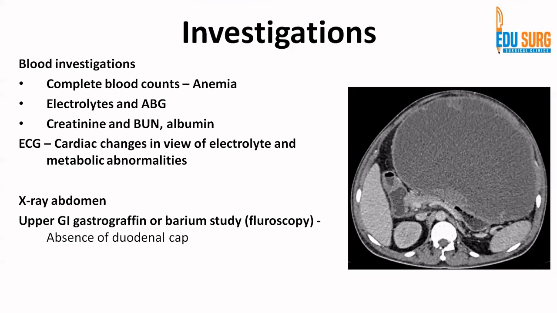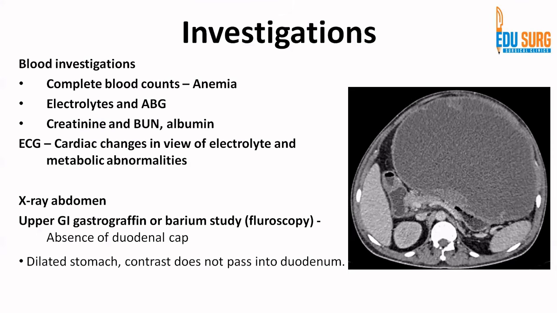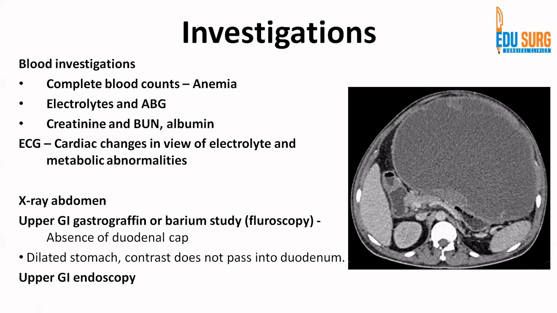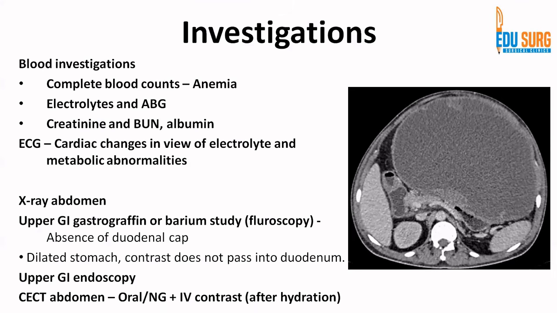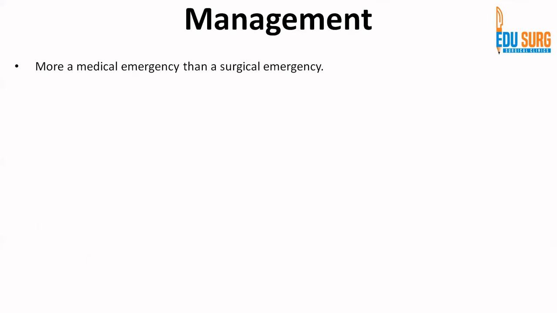Then you can do an X-ray abdomen, which will show an increased size of stomach, air fluid level in the stomach. Upper GI gastrography or barium study, you may see an absence of duodenal cap, dilated stomach, and contrast does not pass into the duodenum. Then there is upper GI endoscopy, but the gold standard test for gastric outlet obstruction will be a CT abdomen with oral or a nasogastric contrast and an IV contrast, of course, after completing the hydration of the patient and checking creatinine levels. So as I said, this is more of a medical emergency than a surgical emergency.